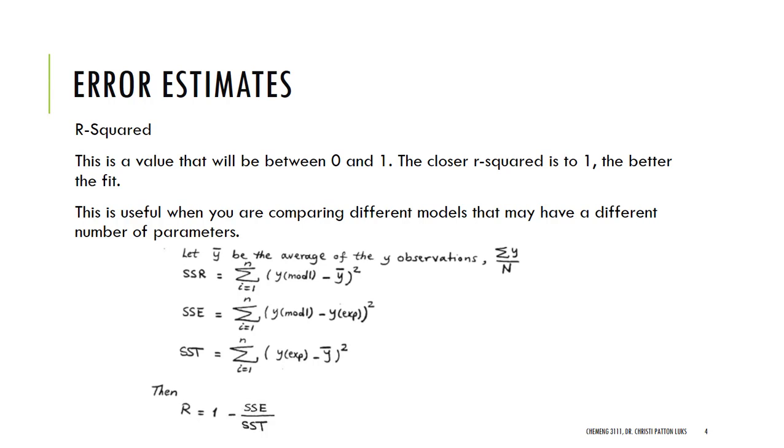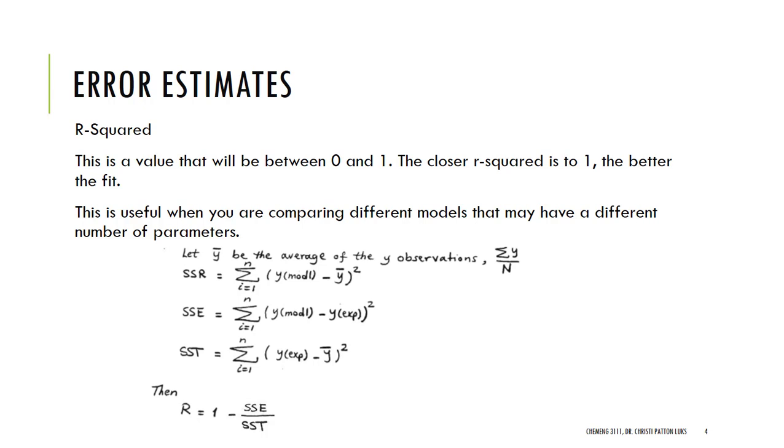Like, I want to know, is a quadratic formula better than a cubic formula? I have a different number of parameters for these, so the formulas get a little bit mixed up if I try looking at maybe a variance of 2 different sets. A better way of comparing different models is to look at the r-squared value.